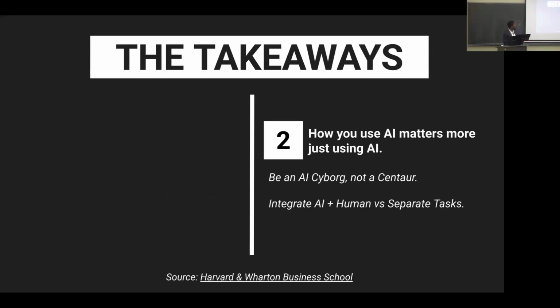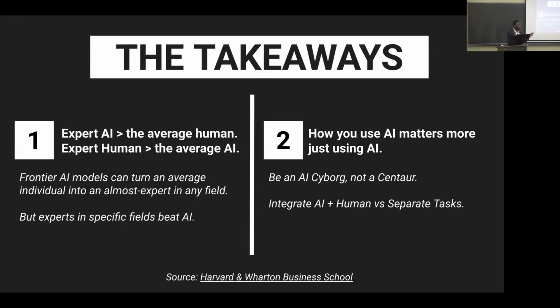The second takeaway from this study is that how you use AI matters more than just using AI. So if you use AI as a cyborg, prompting it multiple times, you're going to have better results than if you use it as a centaur, just asking it one-off questions. And what this means is that you should integrate AI into your human tasks versus separating tasks. So I'll pause. This is like the first big, hopefully mind-blowing mic drop moment of the talk. So I want to pause and see what questions people have about this study.